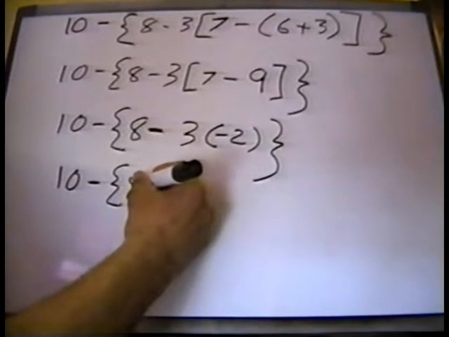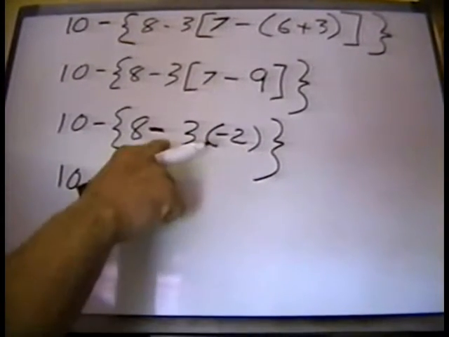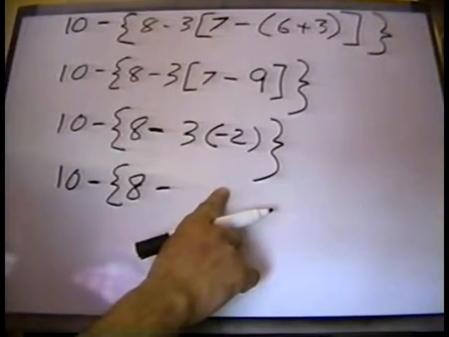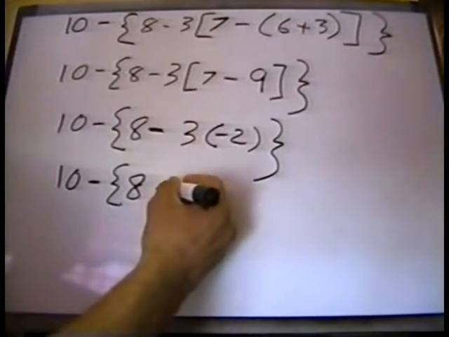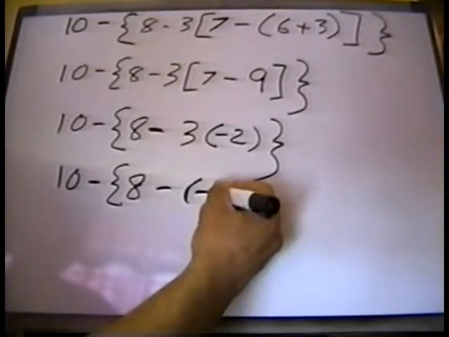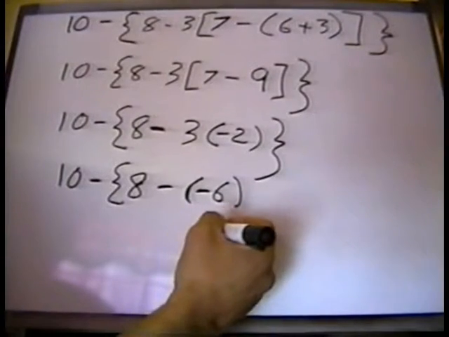A minus, that's your minus sign. Now you do 3 times -2. That's going to give you a -6. Okay?